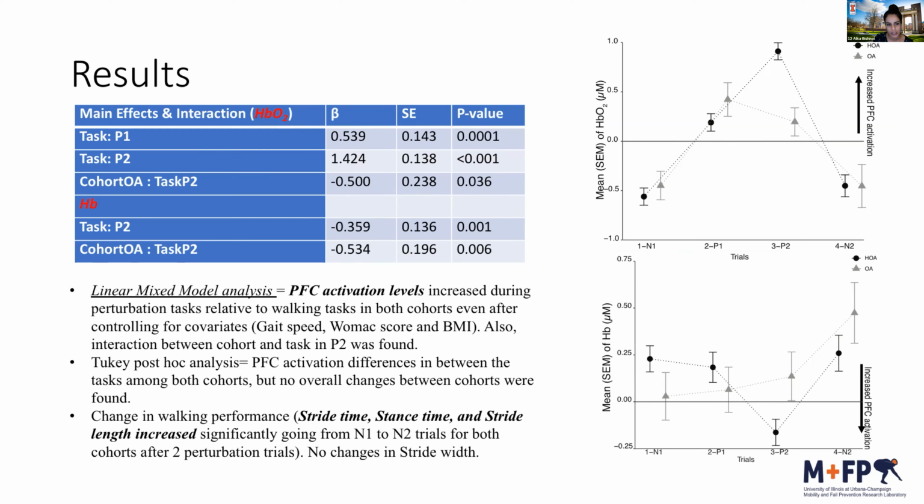In terms of the changes in walking performance, we found stride time, stance time, and stride length increased significantly going from the first normal walking trial to the last normal walking trial. So the 2 perturbation trials had an effect on the walking performance, but we didn't see any change in the stride width.